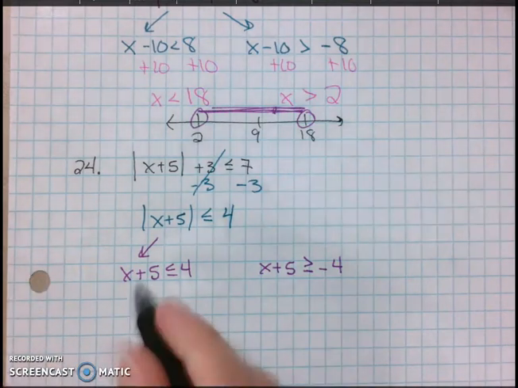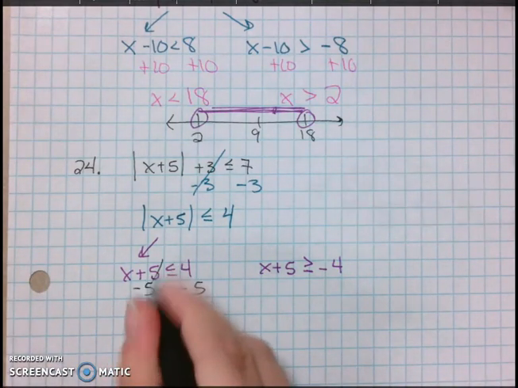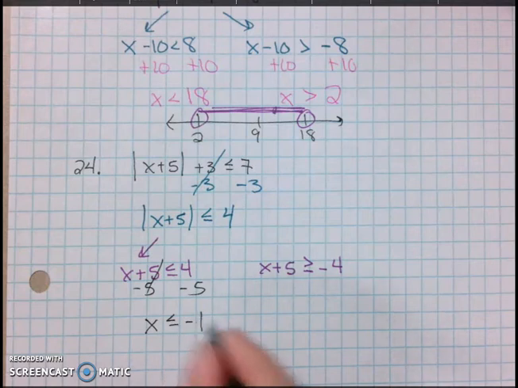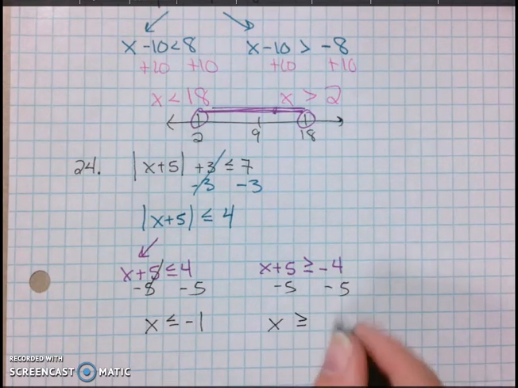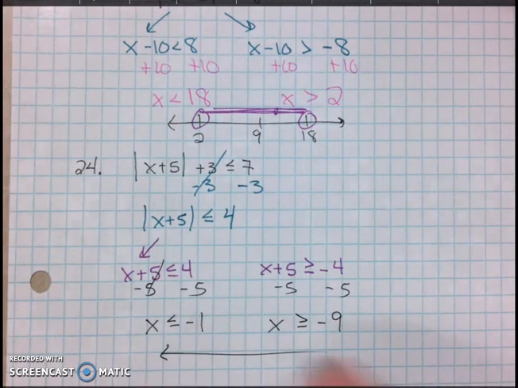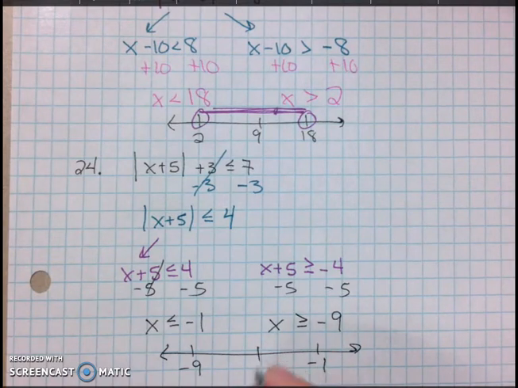Okay, then solve by subtracting 5 on both sides. Get negative 1 there. And here we're going to x is greater than or equal to negative 9. Graph these together. Remember, negative 9 is smaller. Negative 1, give me a number in the middle.